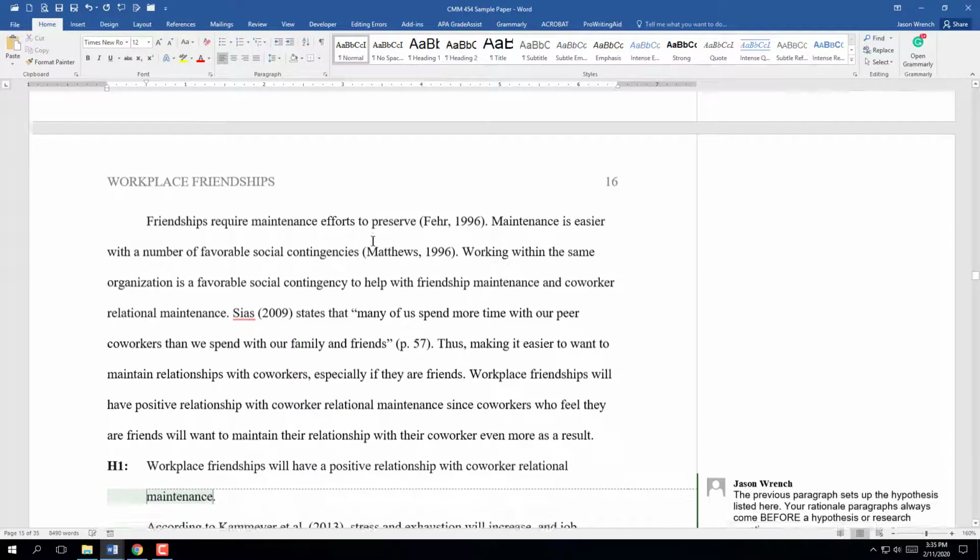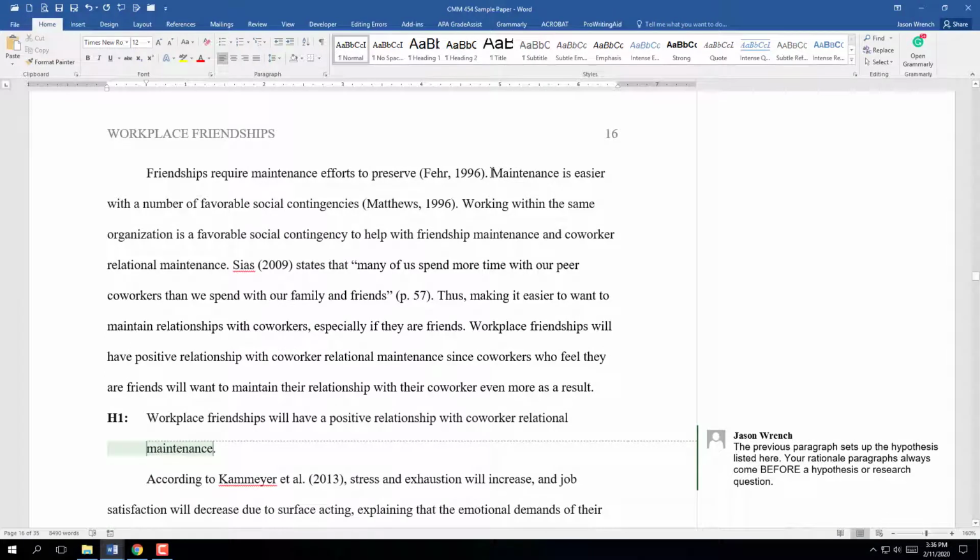So here is an example of one. It starts off with, friendships require maintenance to preserve. Maintenance is easier with a number of favorable social contingencies. Working within the same organization is a favorable contingency to help with friendship maintenance. Okay, so now we have friendships and we have maintenance and coworker relational maintenance. So Sias states that many of us spend more time with our peer coworkers than we do with our family and friends, which is true, thus making it easier to want to maintain relationships with coworkers, especially if they are our friends. So workplace friendships will have a positive relationship with coworker relational maintenance.